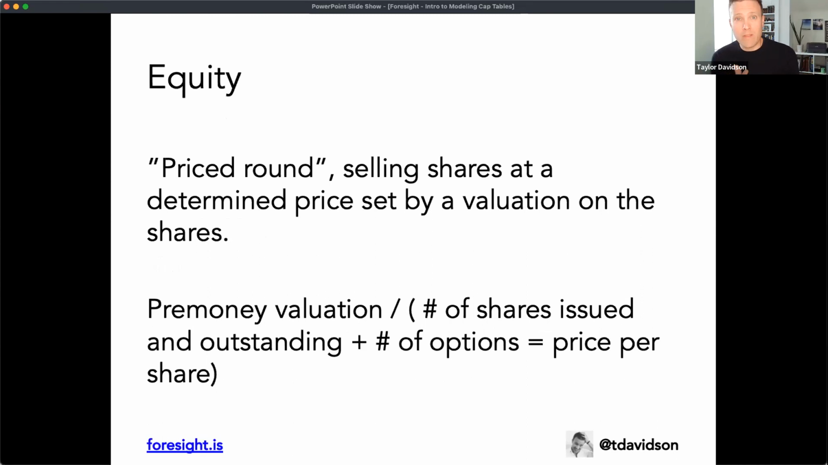Take the pre-money valuation, or the valuation that you decide on to be the value of the company before new money comes in, divided by the number of shares that are issued and outstanding plus options. That's price per share. Now there are complications that come into that around conversions and other things, but in general, that's a simplified way of thinking about it. So it's fairly straightforward usually to calculate that.